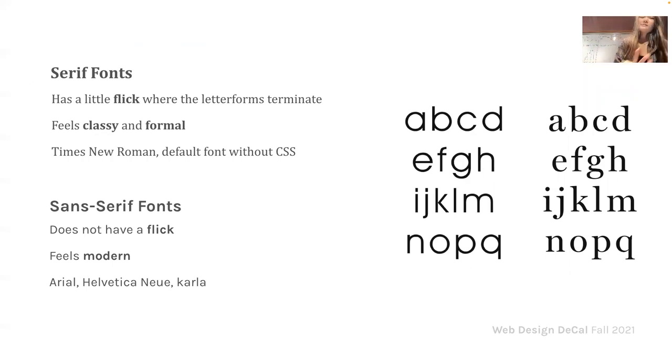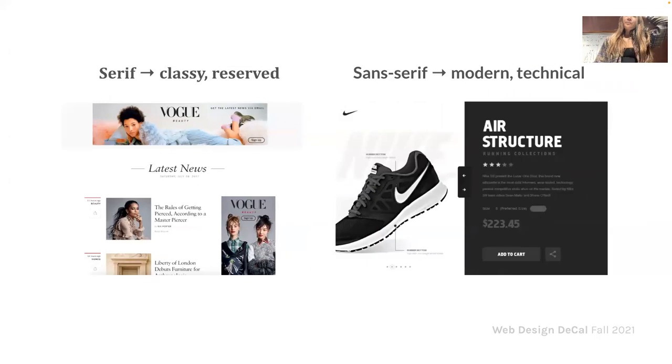When we think about sans serif fonts, the sans indicates that it's without serif, so it does not have the flick. And generally it feels more modern. If you think of things like Arial or Helvetica or Calibri, and if you can see the pictures, the one on the left is sans serif and the one on the right is serif. So that's the differentiator of the two main buckets of typography.